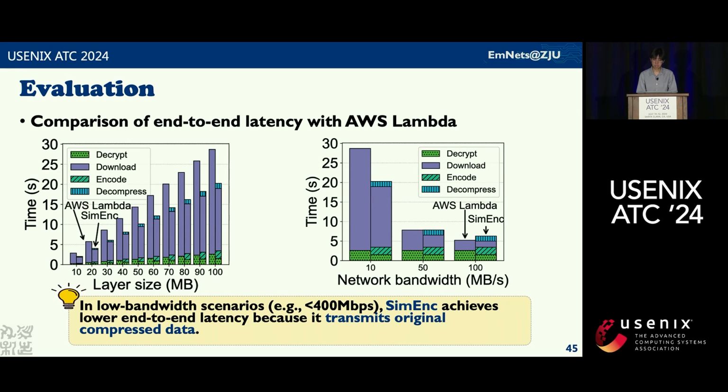Although AWS Lambda is a serverless platform where clients' images don't require recompression after restoration, a fair comparison with SimEnc is possible in terms of the end-to-end latency from requesting to starting the Docker image. We found that in low bandwidth scenarios, for example, less than 400 megabits per second network, SimEnc achieves lower end-to-end latency because it transmits original compressed data.